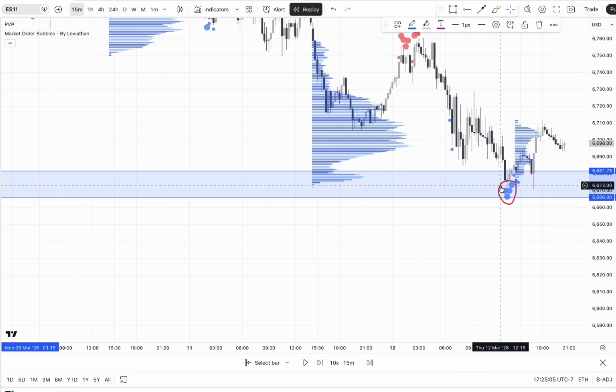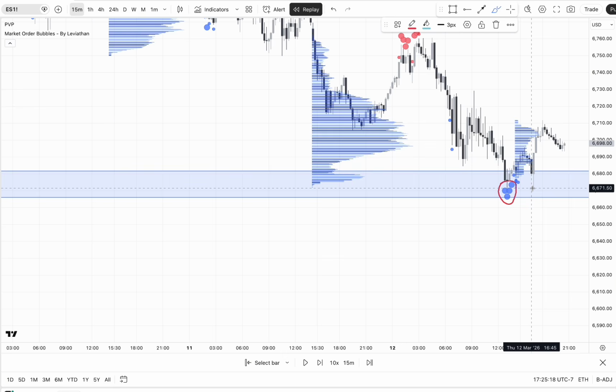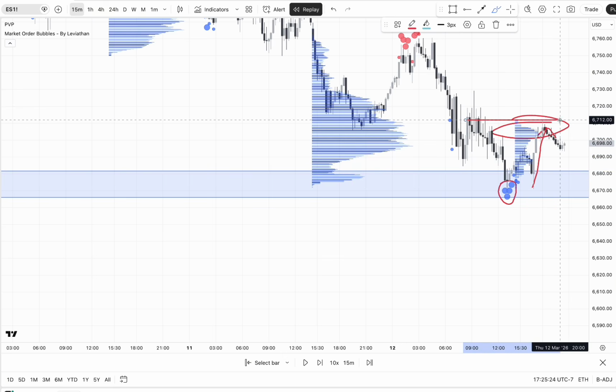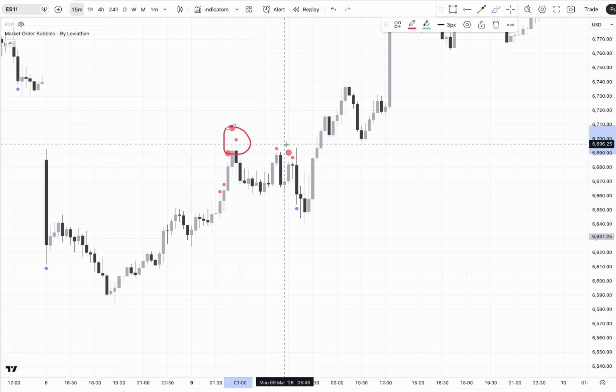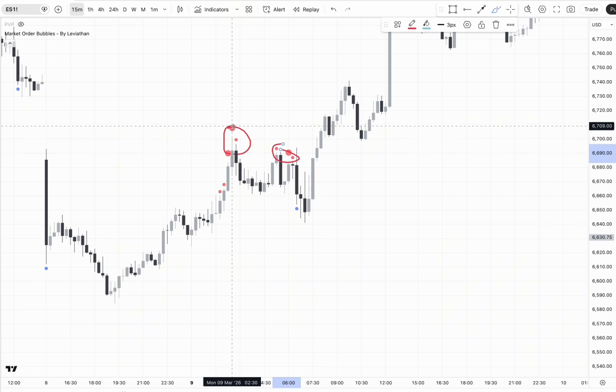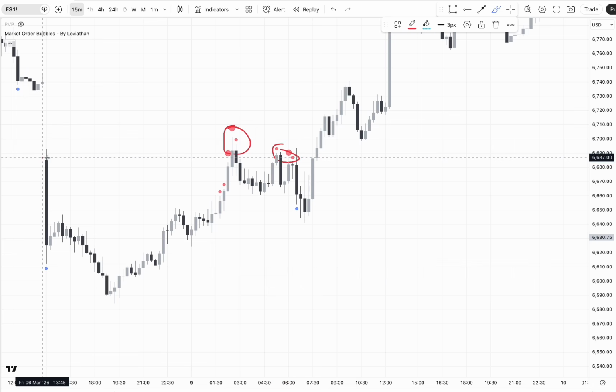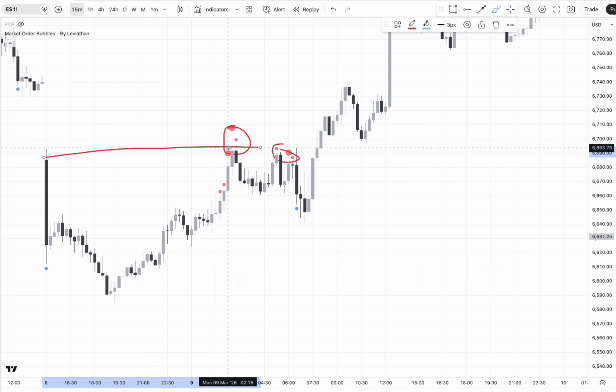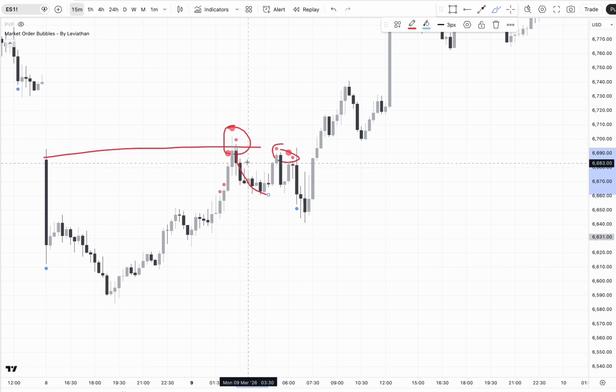So once we come back to the same place where we got the increasingly aggressive number of market sell order bubbles, you get an opportunity to go long from here and take it to the upside, take profit obviously at the nearest resistance. Another good example would be this and this, where we're getting a number of large market buy order bubbles, and we're essentially at this resistance right here. This would be a great spot to fade the move to the downside as well.